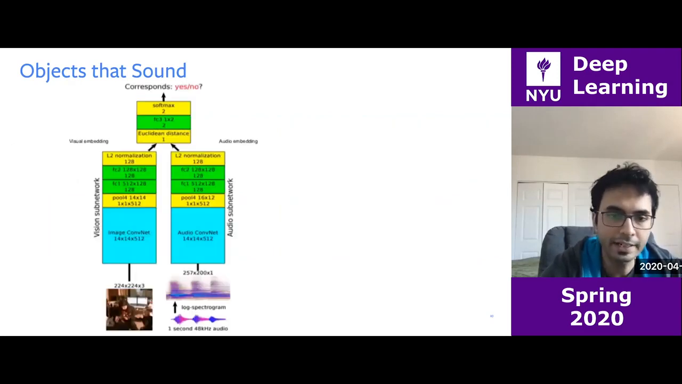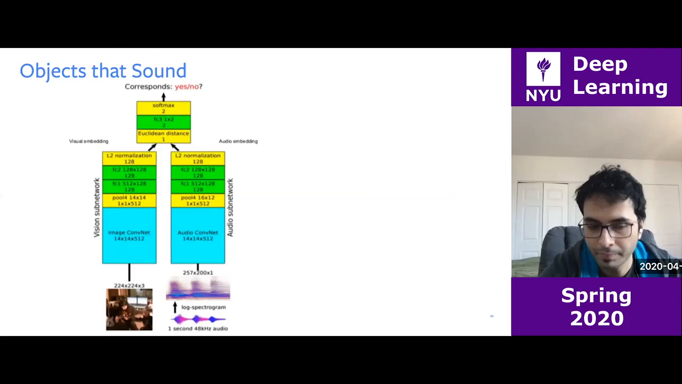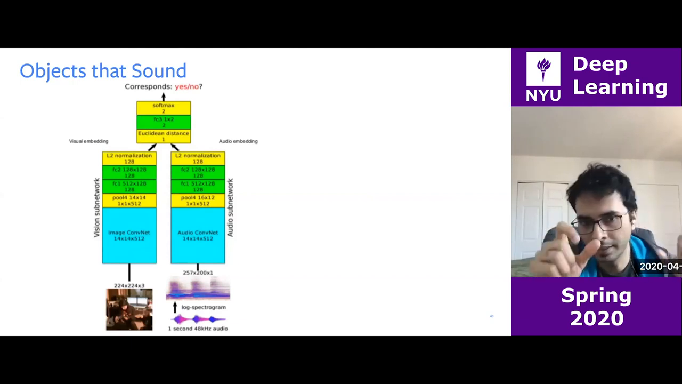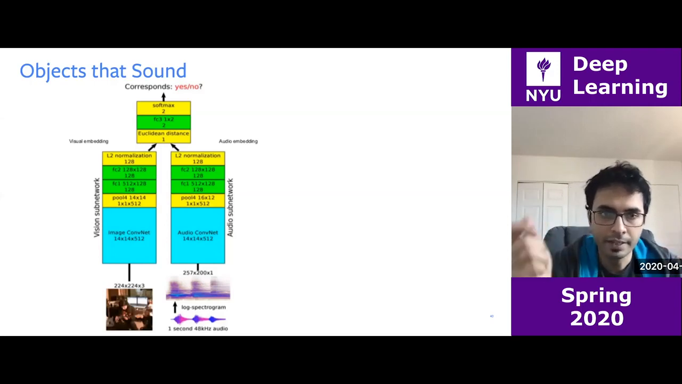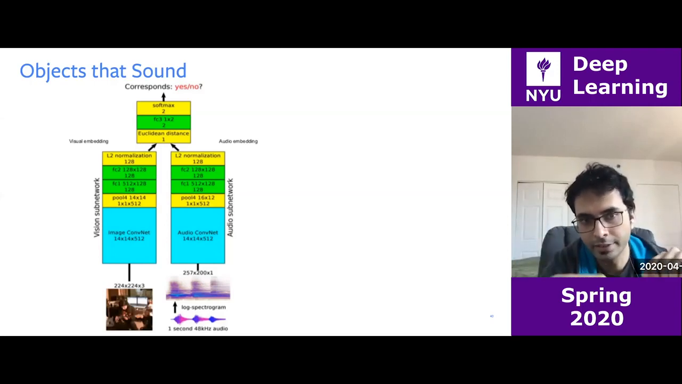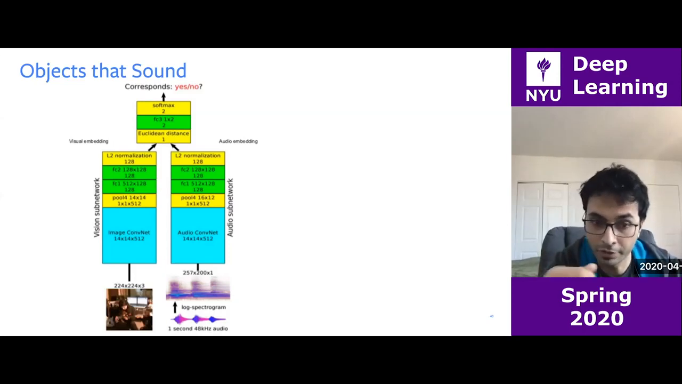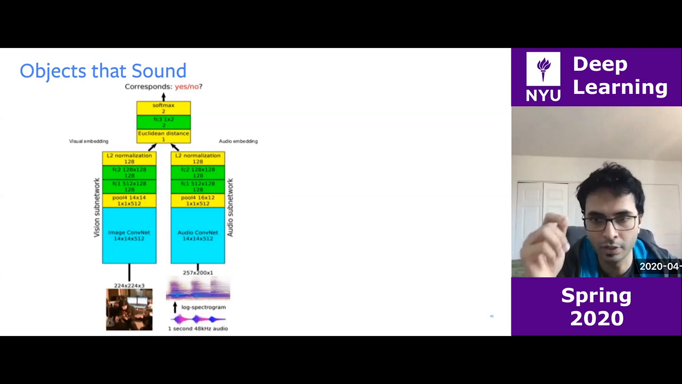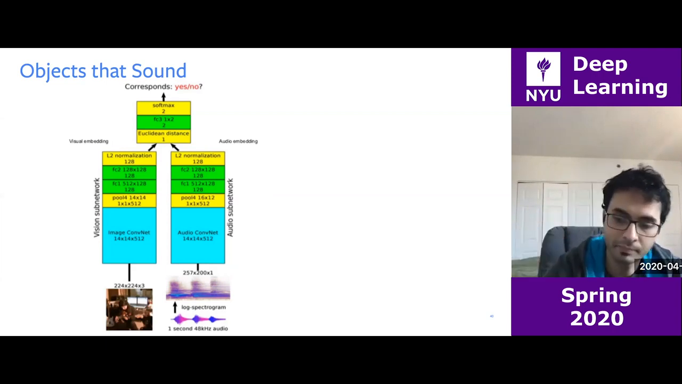So the architecture for this is fairly straightforward. You take in an image, you pass it through a vision subnetwork. You have your audio, you pass it through an audio subnetwork. You get 128 dimensional features for them, so also embeddings. Then you fuse them together and have a binary classification problem saying whether these things correspond or not. So at the end of it, it's just solving a single binary problem.